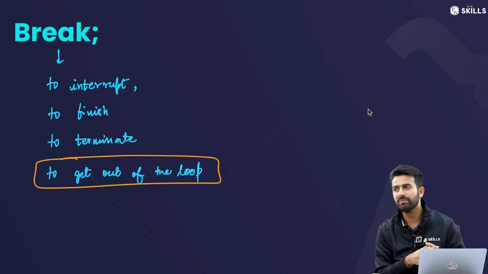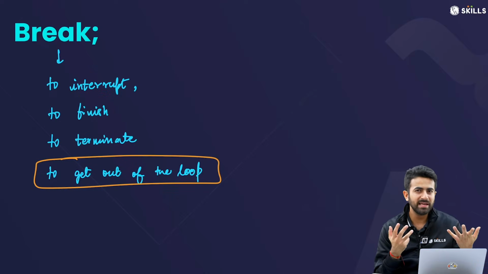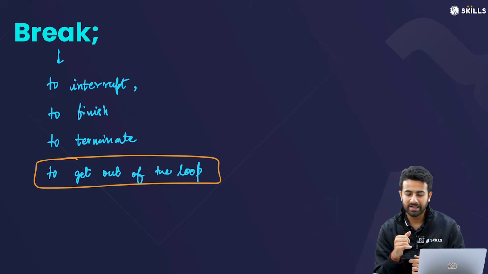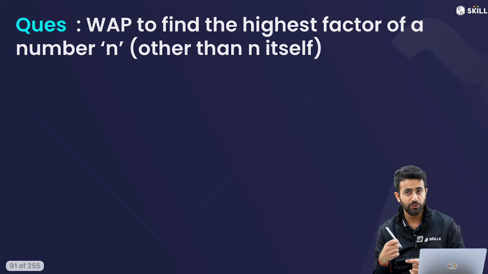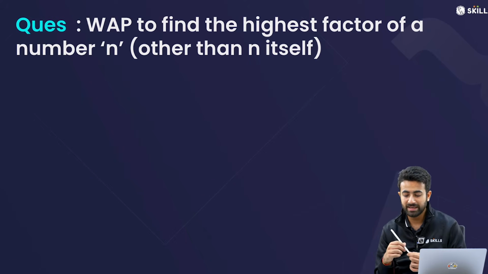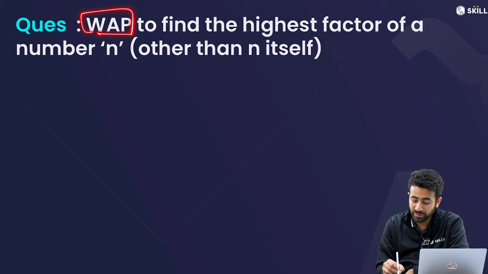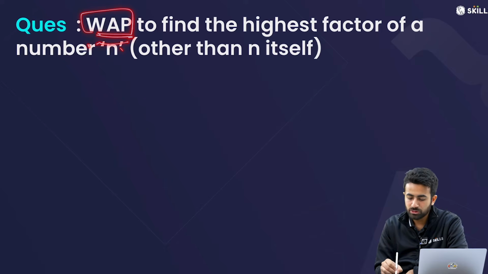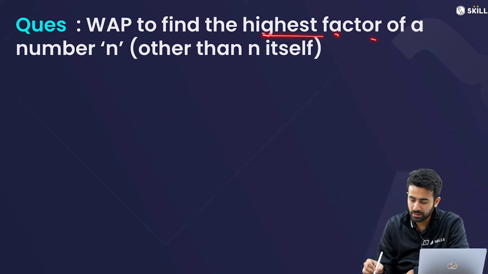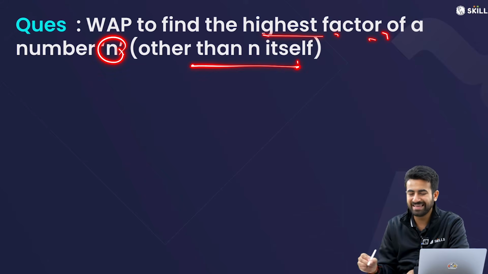Now you might be thinking, why is break useful? Let me show you how. First of all, a question so that you can get the significance of break. The question is something like this: write a program. Now WAP means write a program. So write a program to find the highest factor of a number n other than n itself.